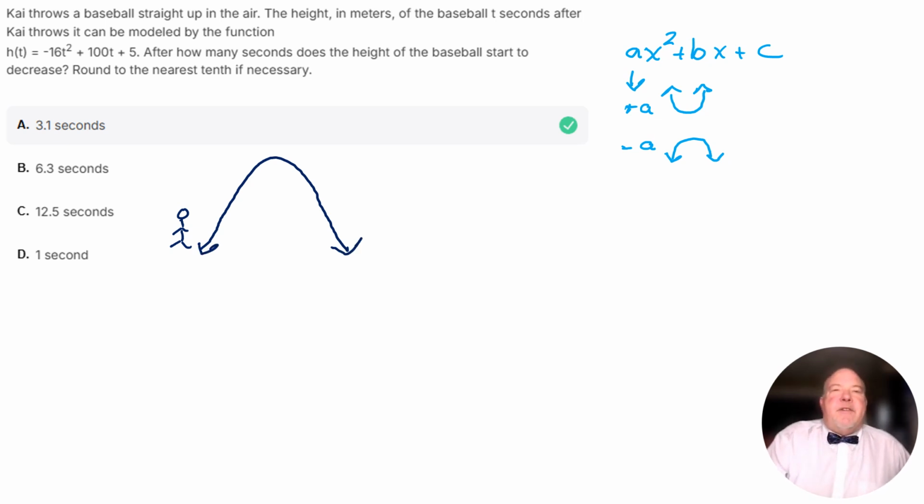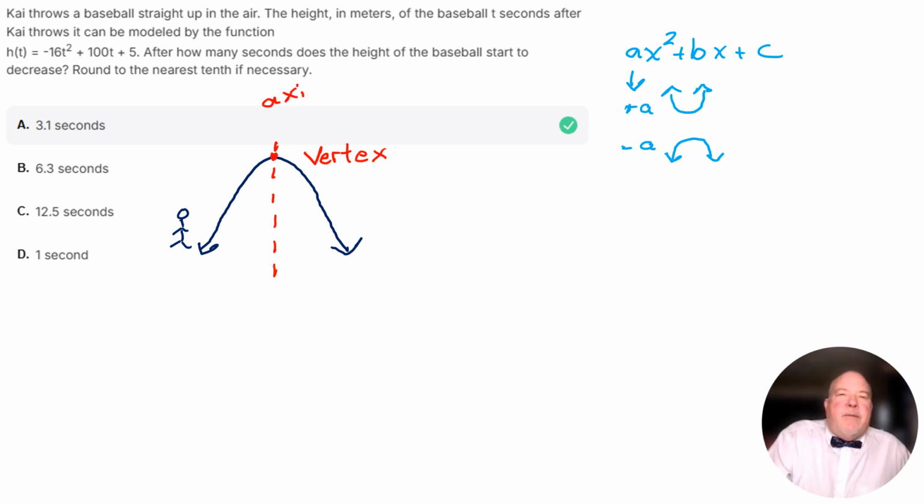And they're asking after how many seconds does the height of the baseball start to decrease? So that point where it starts to decrease is right here. That's an important point on this graph because that's the vertex. So that point right there where it starts to go down is the vertex. And the other thing is there's an imaginary line here that goes through this parabola. This is a parabola, and this is called the axis of symmetry.